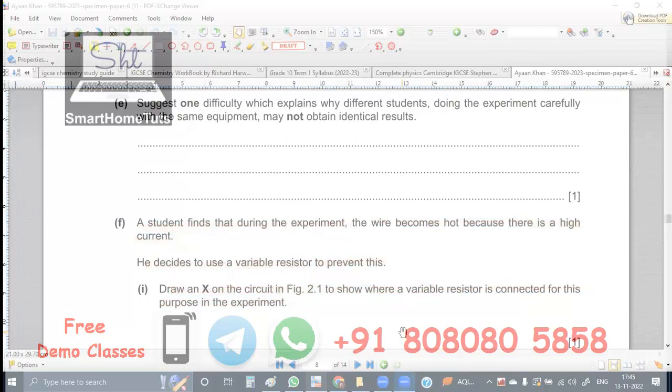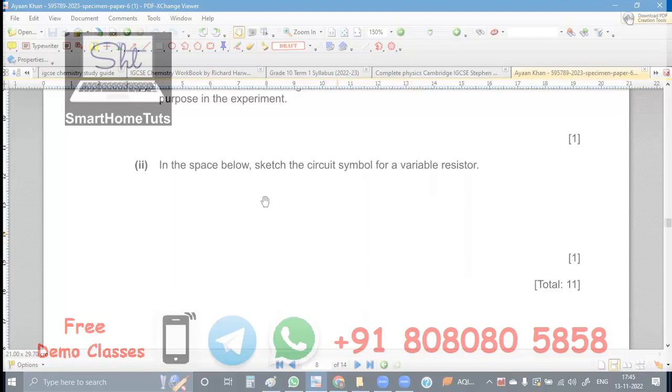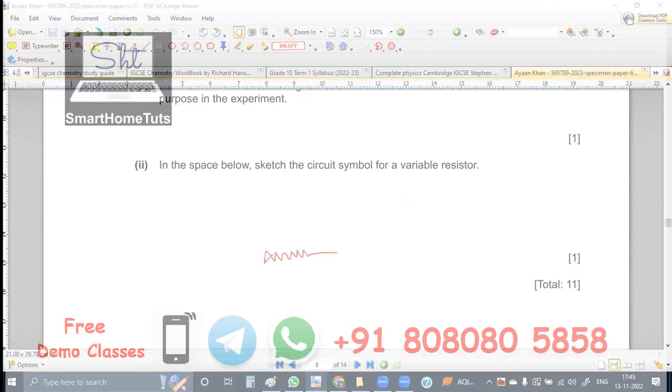I will give you all the electrical circuit diagrams. Circuit symbol for variable resistor. This is going to be the circuit symbol for variable resistor. Okay, you can simply draw like this and you can put an arrow this way. This is the circuit symbol for variable resistor.